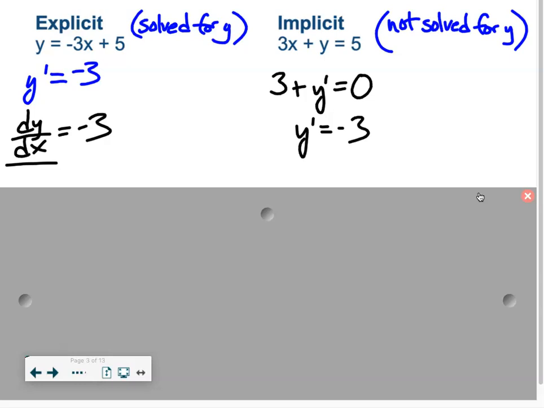So that's why I like to have a dy dx, because then we know what we're differentiating with respect to.